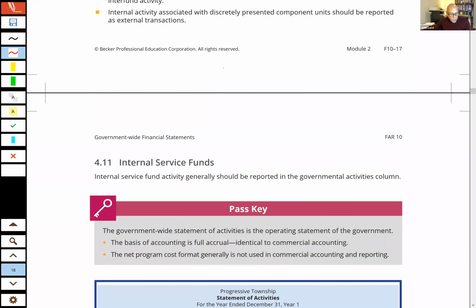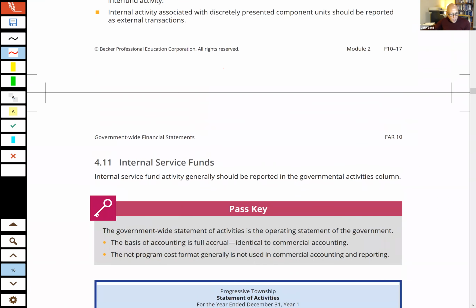So when you come back now to the outline, I'm sorry, I keep going back and forth here. You saw exchange and non-exchange for our program revenue. Exchange is the charge for service. The non-exchange are going to be those operating and capital grants. So you come over, we have charge for services, those are exchange.